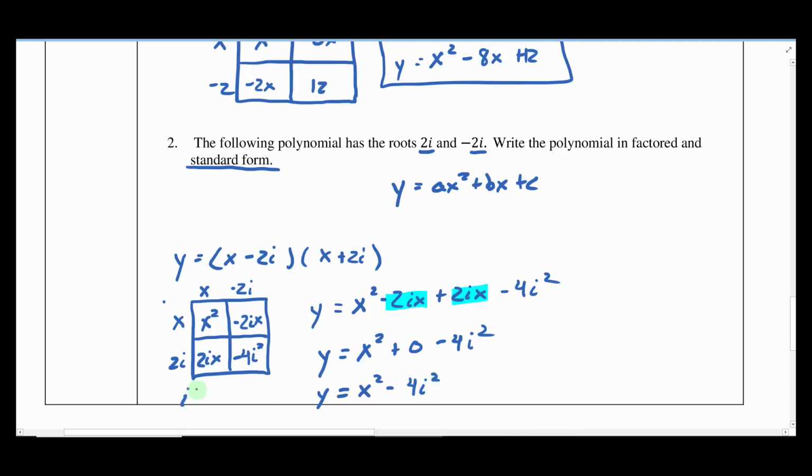Well, recall from a previous lesson that i squared is negative 1. So I'm going to replace that i squared with a negative 1. So I'm going to say y equals x squared minus 4 times negative 1. And we keep on going here. We're getting closer to something that looks like this. All right, so y equals, and then negative 4 times negative 1 is a positive 4, so we would say x squared plus 4. And there we go. That's our equation in standard form.